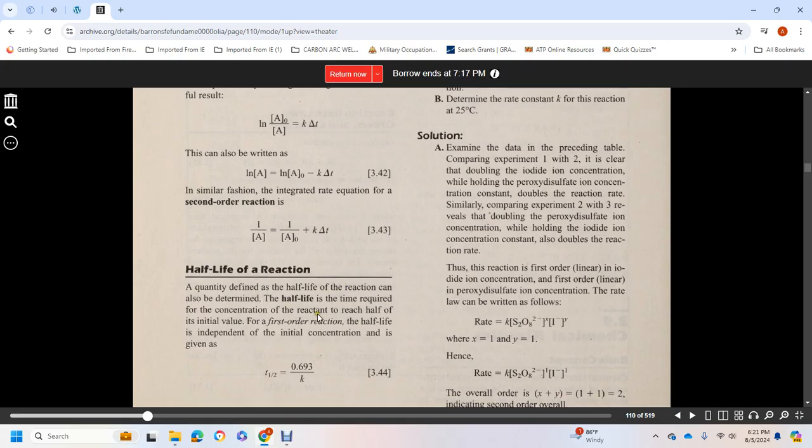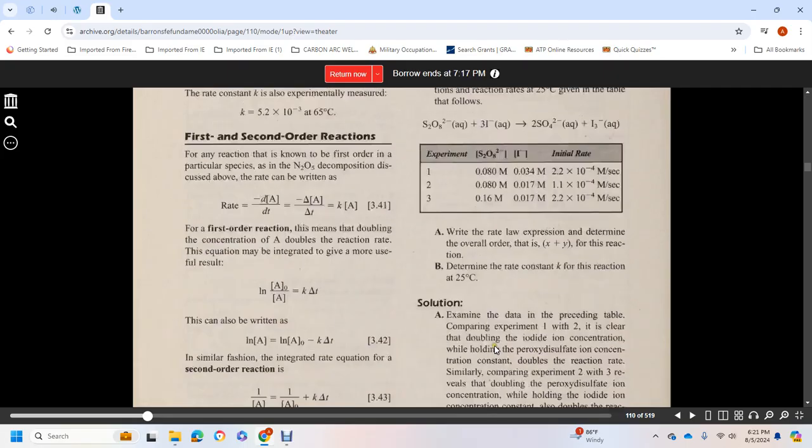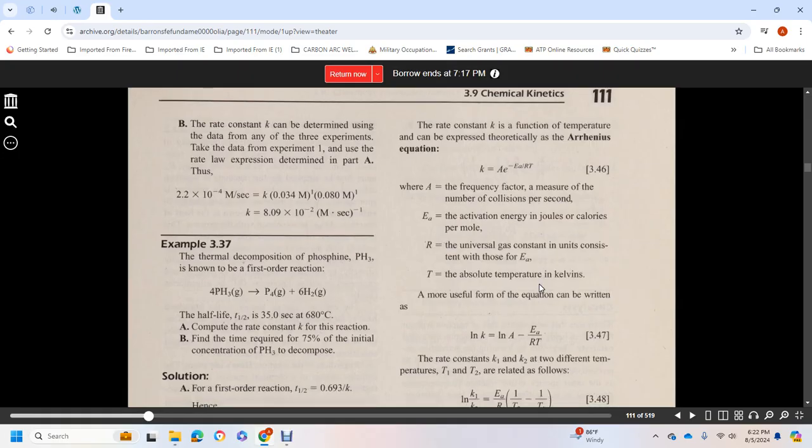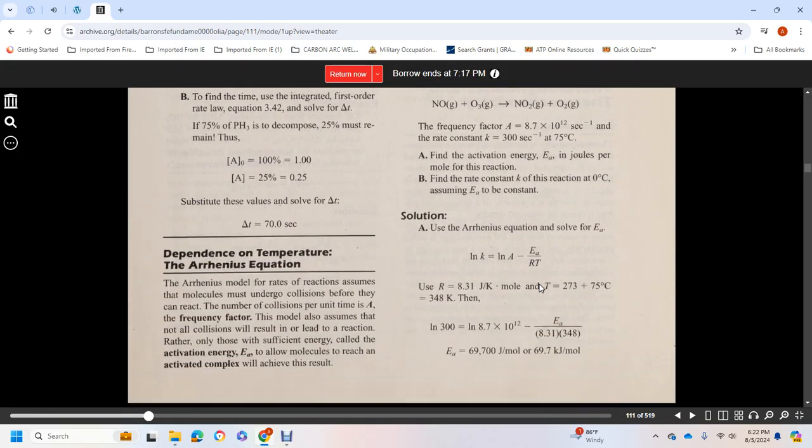Half-life of a reaction: this quantity can also be determined. The half-life is the time required for the concentration of the reactant to reach half the initial value. For a first order reaction, the half-life is independent of initial concentration and is given as t one-half equals 0.693 over k. For a second order reaction, the half-life depends on initial concentration and is given as t one-half equals 1 over k times [A]0.